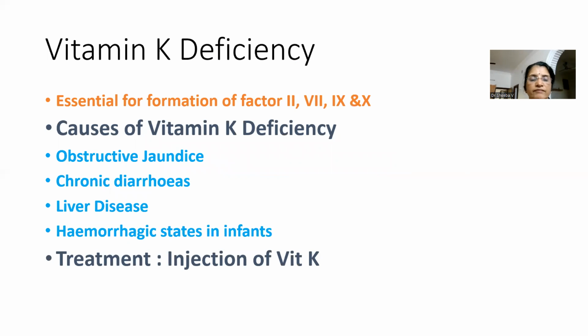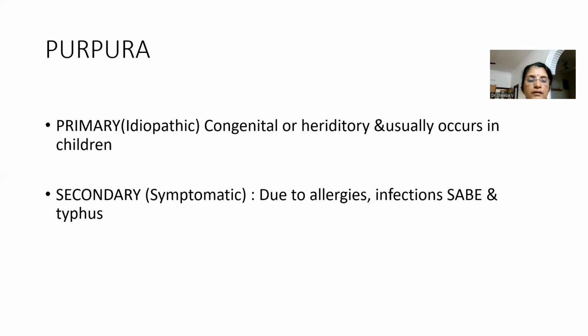Then vitamin K deficiency. Actually, vitamin K is essential for the formation of factor 2, factor 7, factor 9, and factor 10. When vitamin K deficiency occurs, the factor formation will not take place, so the bleeding disease can be seen. Normally, the treatment is the injection of vitamin K.